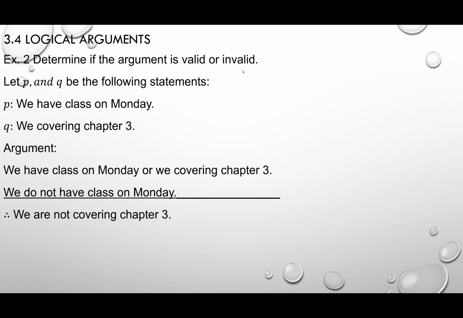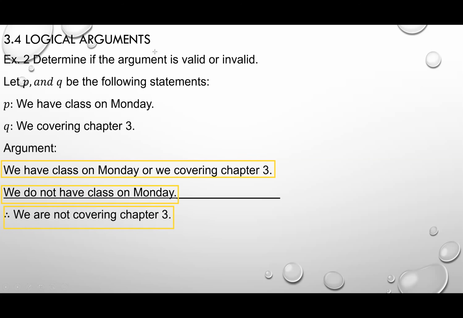or an invalid argument. The step is, first we have to take this argument and convert it from words into symbolic, right? We have to take the first line and turn it to symbolic, take the second line and turn it to symbolic, and take the third line and turn that to symbolic.